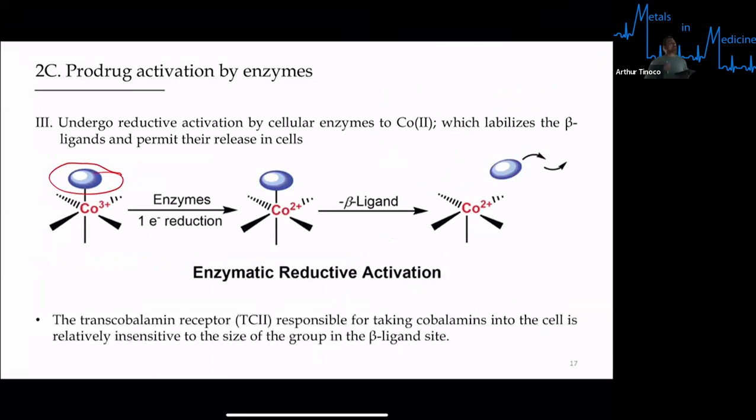One of the drives for exploiting this chemistry is that the transcobalamin receptor, which can recognize the vitamin and is responsible for taking the cobalamin into the cells, has also been shown to be relatively insensitive to what is at that position. That was a drive for trying to take advantage of this: you can modify it pretty extensively, and it will still be recognized by the receptor.